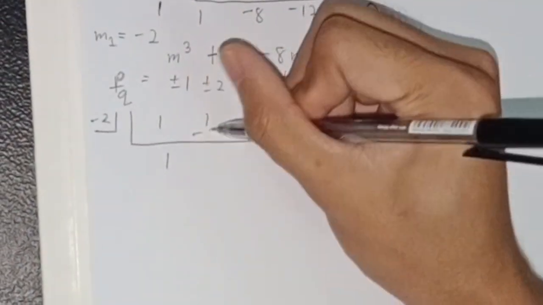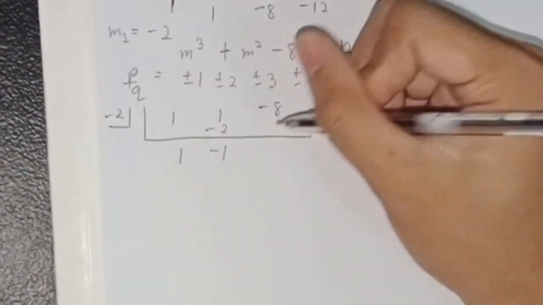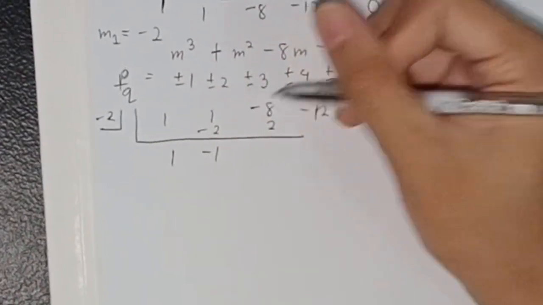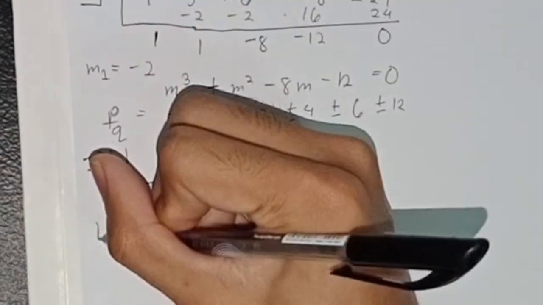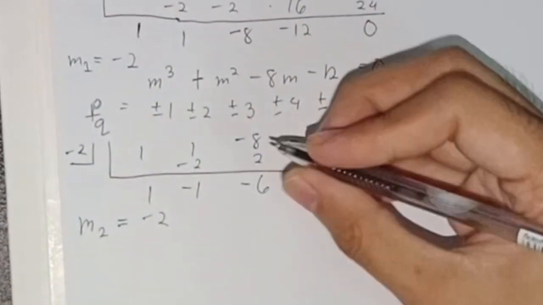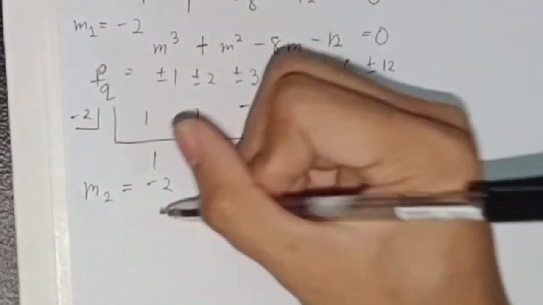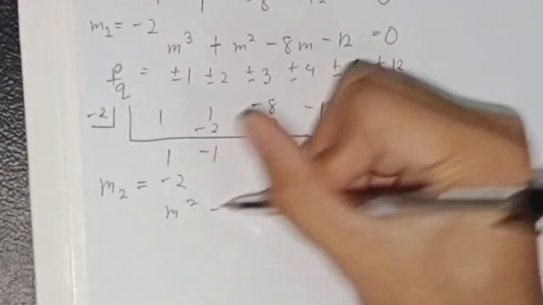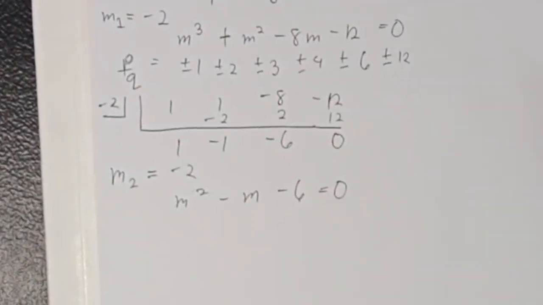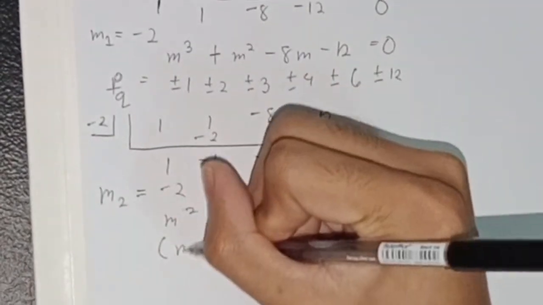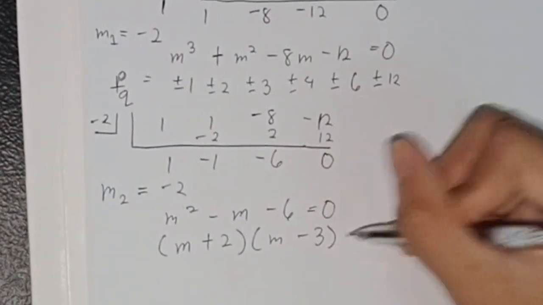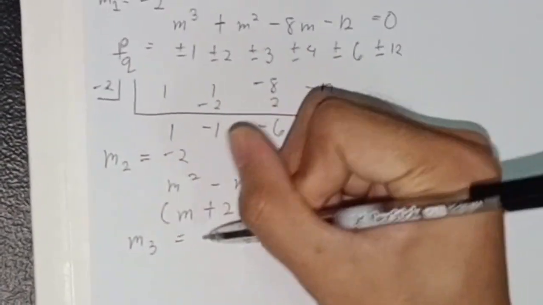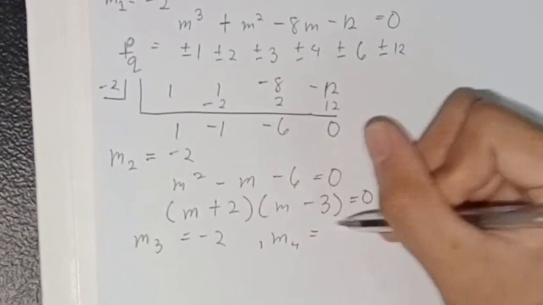Bring down 1. 1 times negative 2 will be negative 2. Negative 2 plus 1 will be negative 1. Negative 1 times negative 2 will be positive 2. So that will be negative 8 plus 2, which is negative 6. Negative 6 times negative 2 will be positive 12. And 12 plus negative 12 is 0. Therefore, our m sub 2 is negative 2. We will turn this answer of synthetic division into a quadratic equation: m squared minus m minus 6 is equal to 0. The factors of this equation are m plus 2 and m minus 3 equal to 0. So m sub 3 will be negative 2 and our m sub 4 is equal to 3.